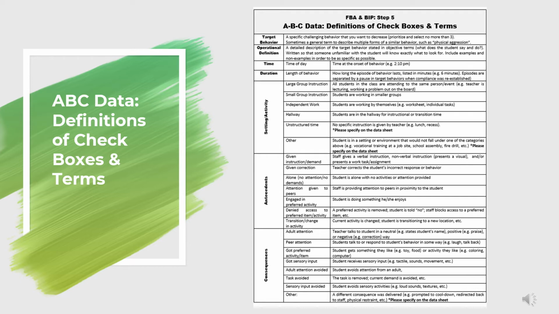In your completion guide packet, found on the e-guide, there are handouts labeled Steps 4 and Steps 5, which contain reminders for best practices in ABC data collection. There is also a document which defines the terms and checkboxes in the recommended ABC data sheet. We hope these resources will assist you in collecting ABC data in an efficient and effective manner.